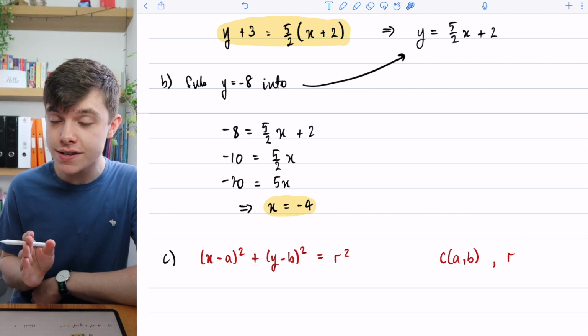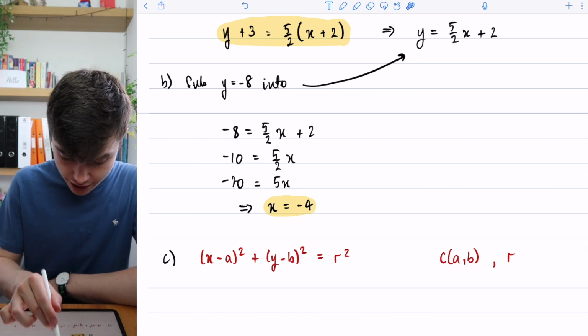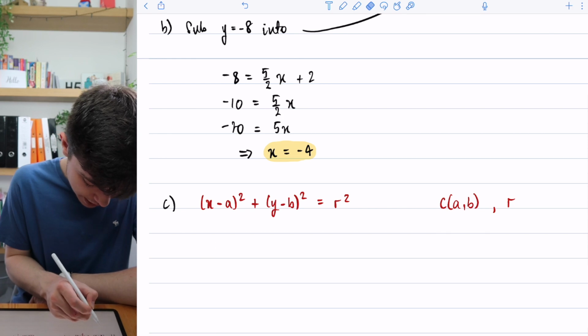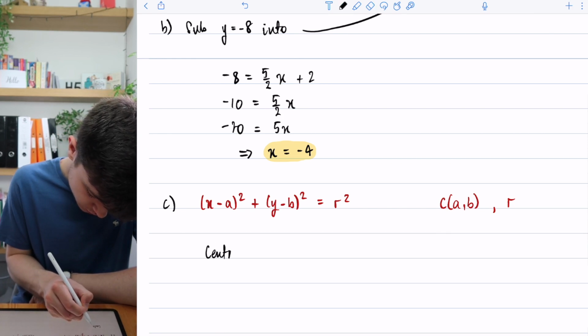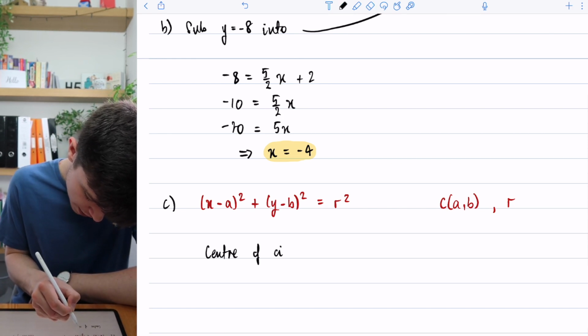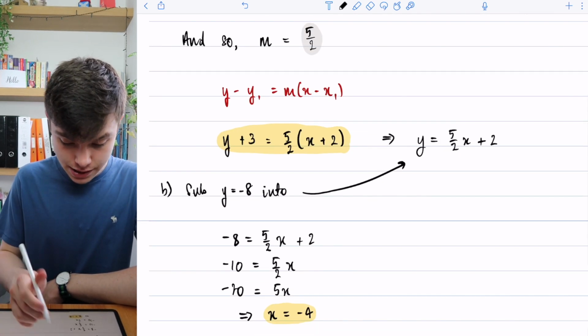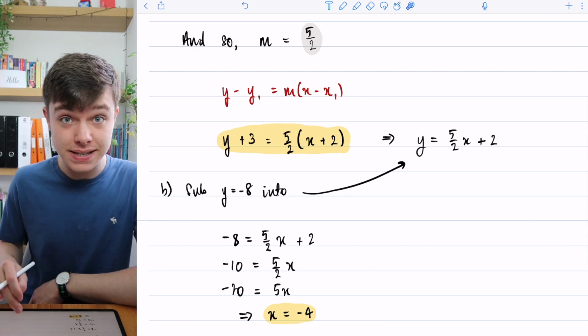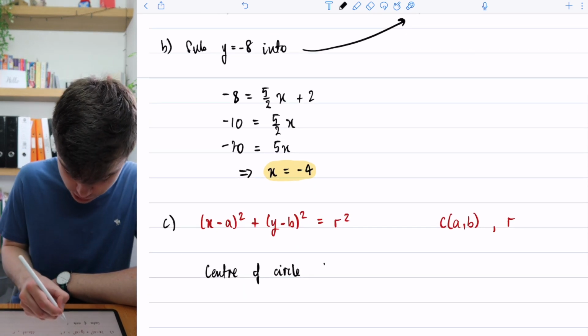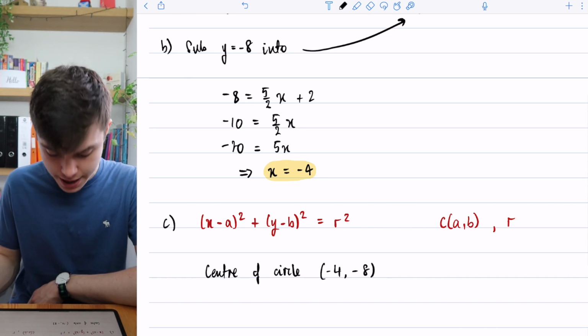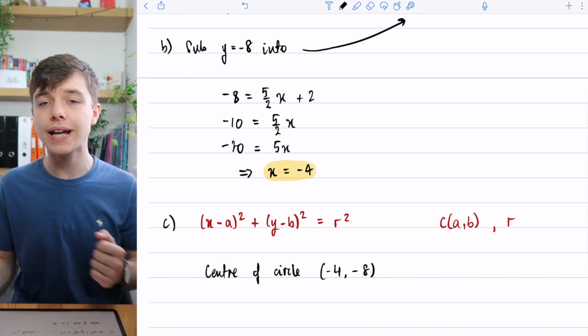We've already got the centre of the circle. The centre is C, and we've just worked out, in fact I'll write it in full, centre of the circle. We know it is the point C, which is at x minus 8, and we've just worked out what x is. It's minus 4. So we know the centre of the circle is (minus 4, minus 8). Okay, we just somehow need to work out the radius.